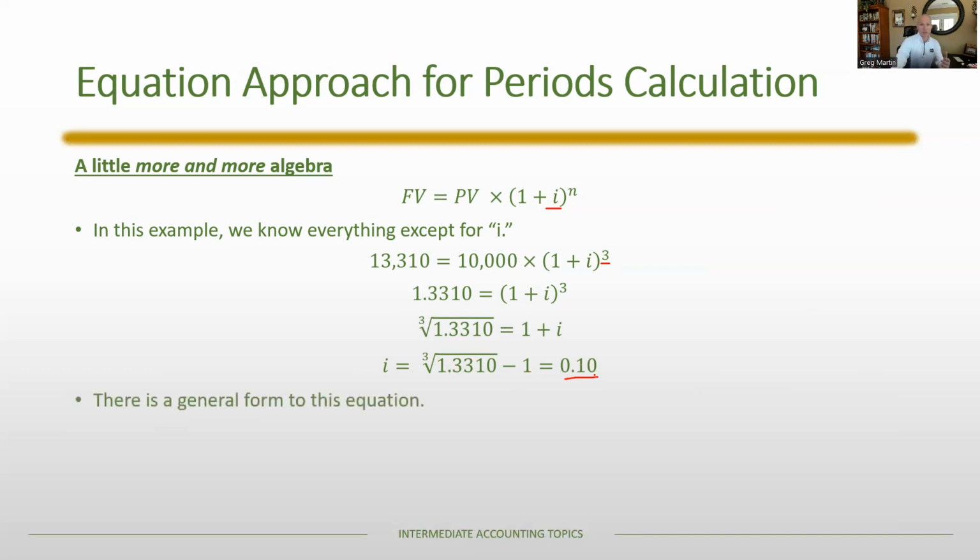I can take that and make it into a general form equation. This is not an equation that you need to know for the test, but I wanted you to understand how we can do this using an equation. And this is how we would do it. So it's the ratio of the future value to the present value, to the nth root, minus 1. So that is the general form equation for how to solve for an interest rate using time value of money. Again, not easy, but it is the equation that you would need to use.